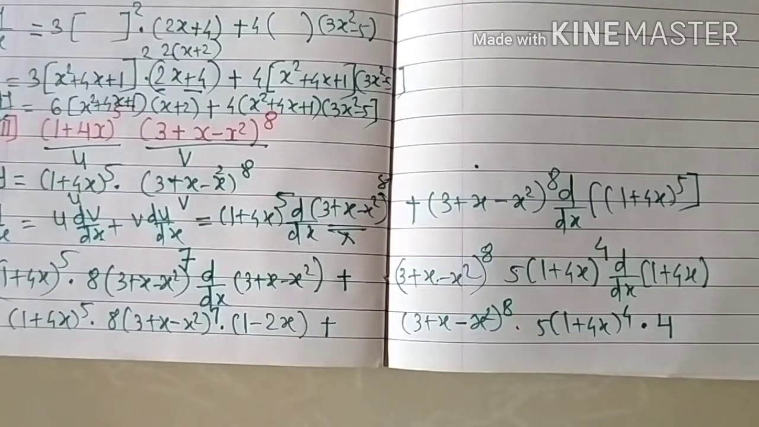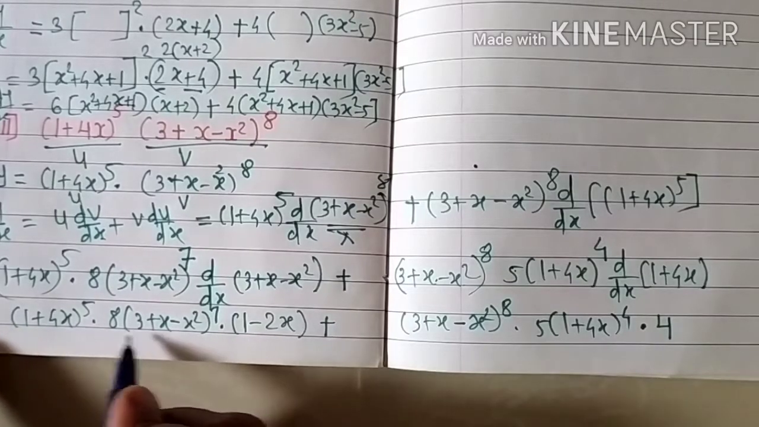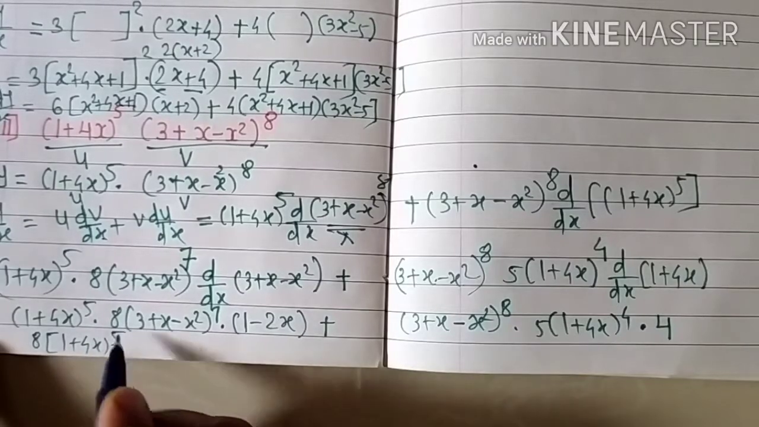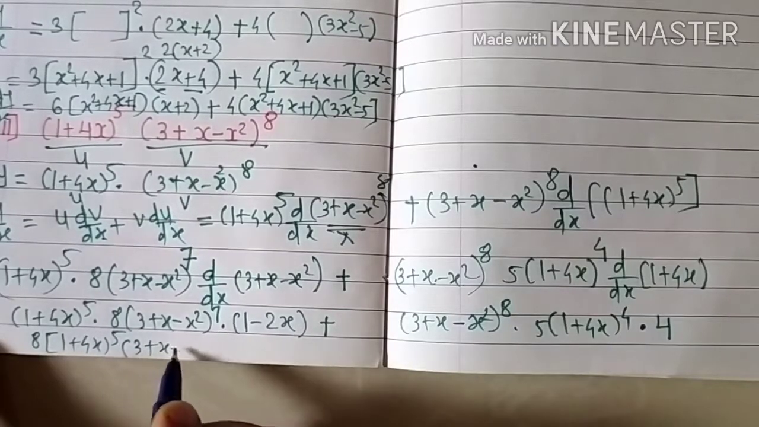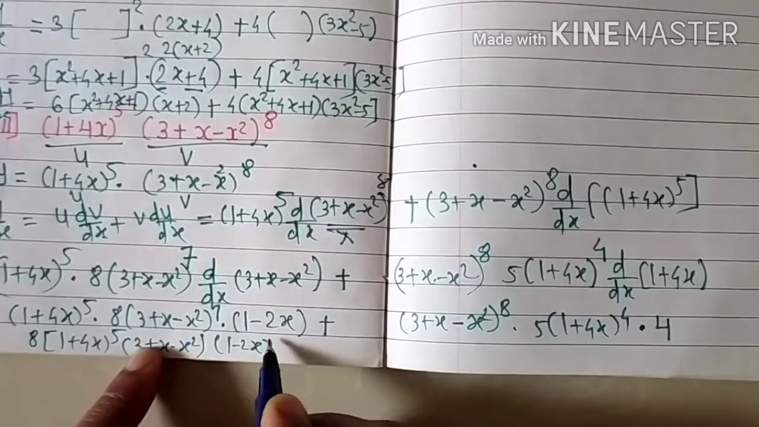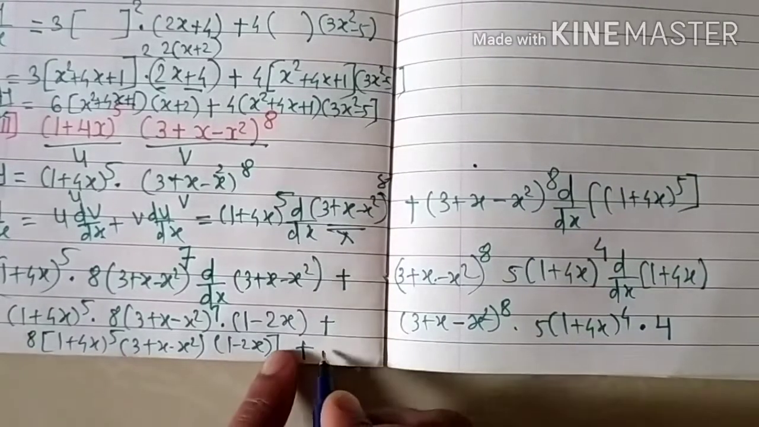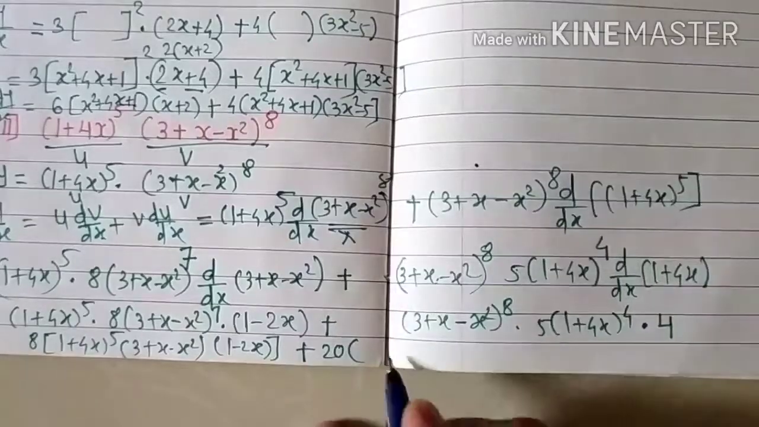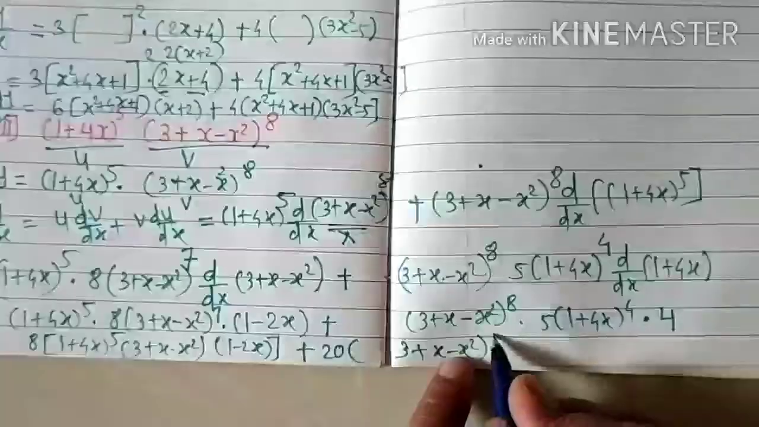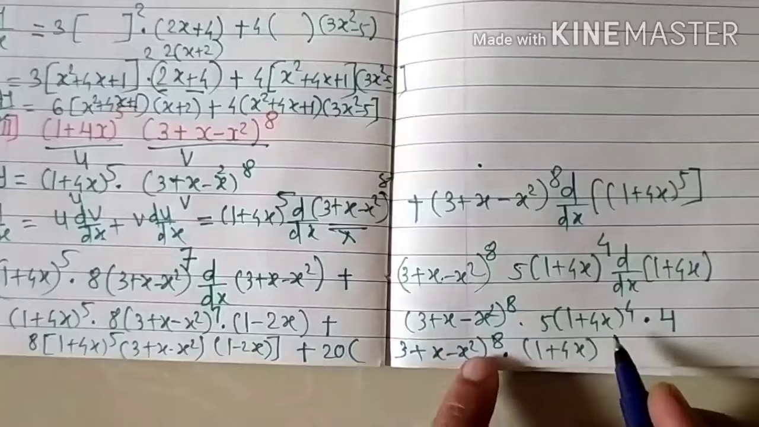Okay, therefore if we simplify this, we get 8 into (1 + 4x) raised to power 5 into (3 + x - x²) into (1 - 2x) as our one term, plus this 5 into 4, that is 20, into (3 + x - x²) raised to power 8 into (1 + 4x) raised to power 4.